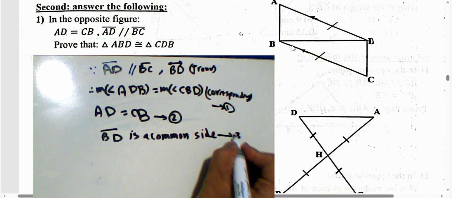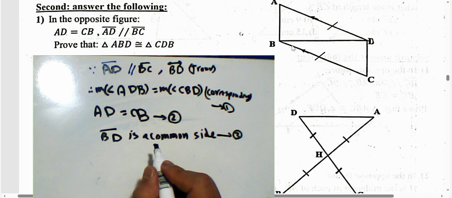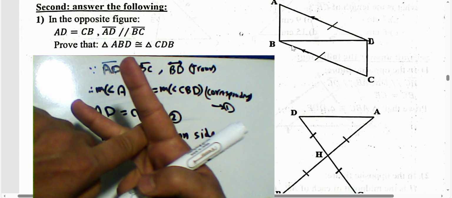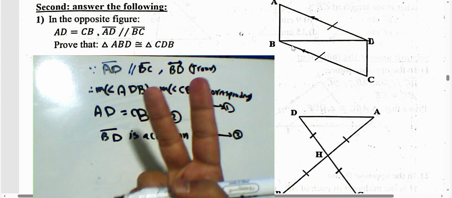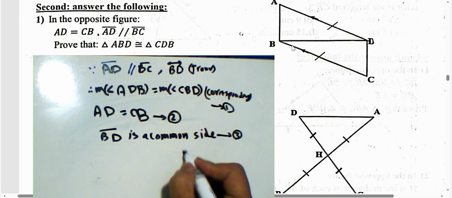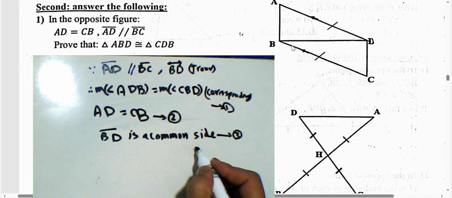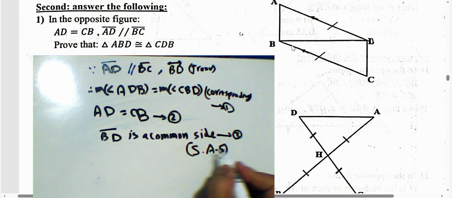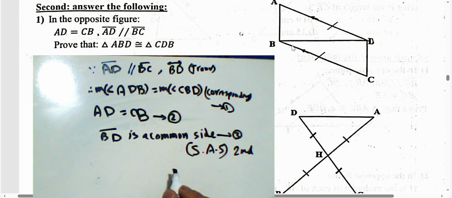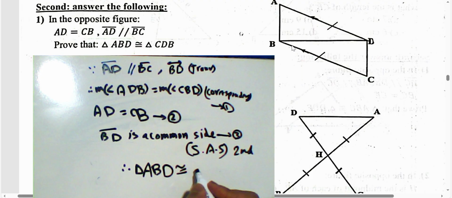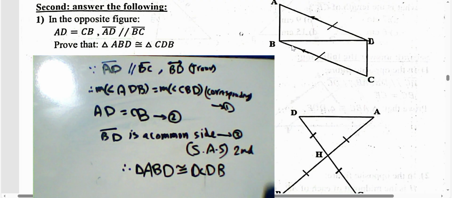It's number 3. For 1, 2 and 3, this condition, what about two sides and the included angle between them? Second condition, we have side angle side. It's the second condition. Then the two triangles here will be congruent. Then triangle ABD is congruent to triangle CDB. They are congruent.